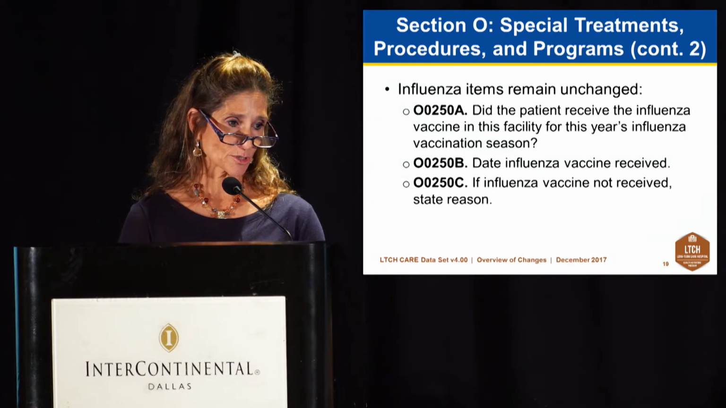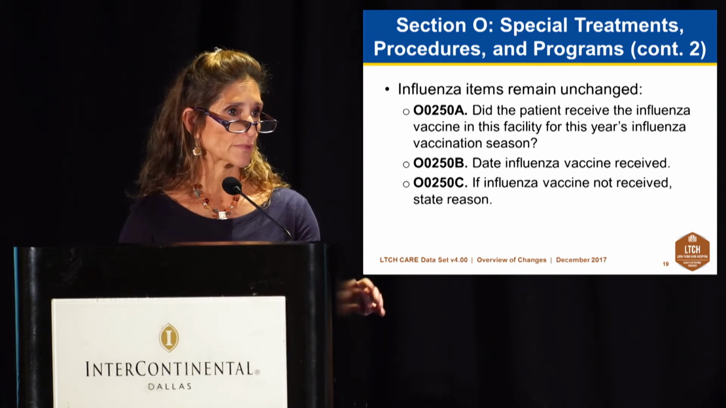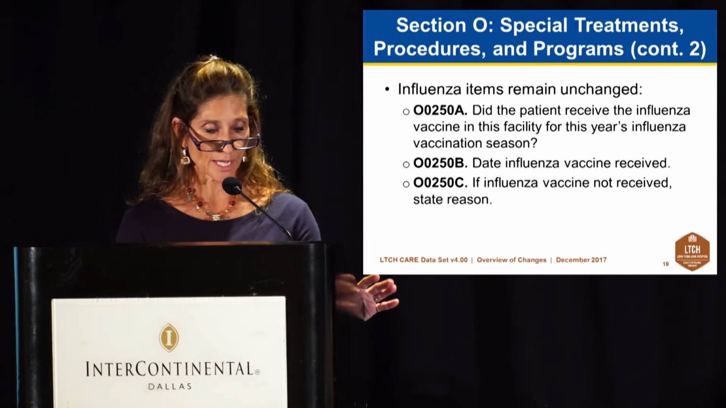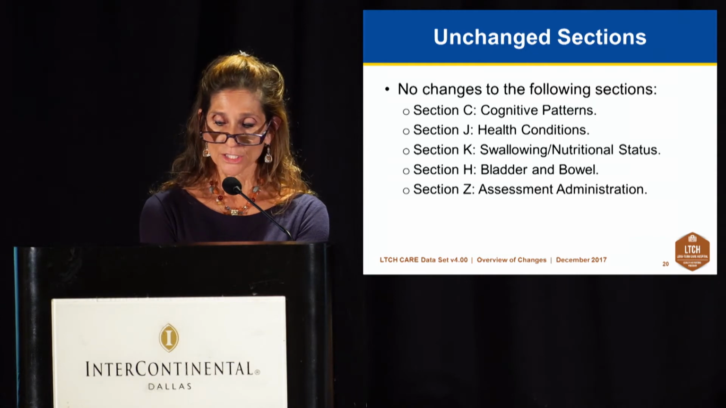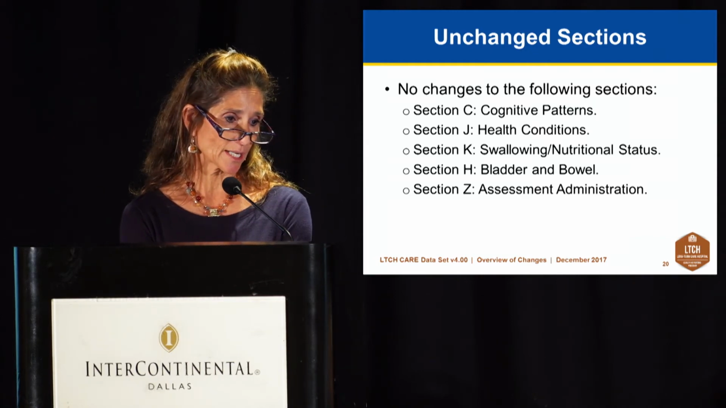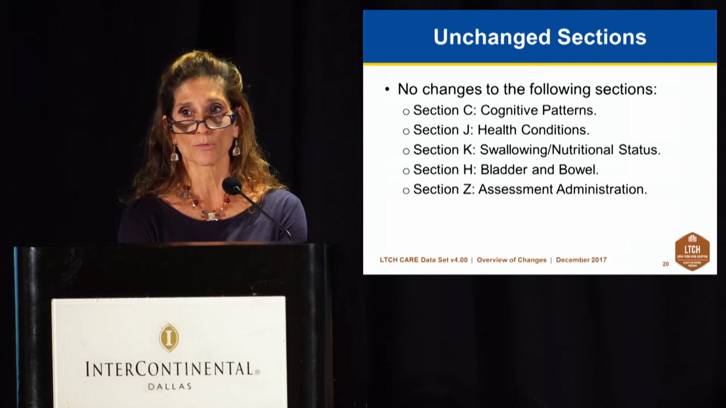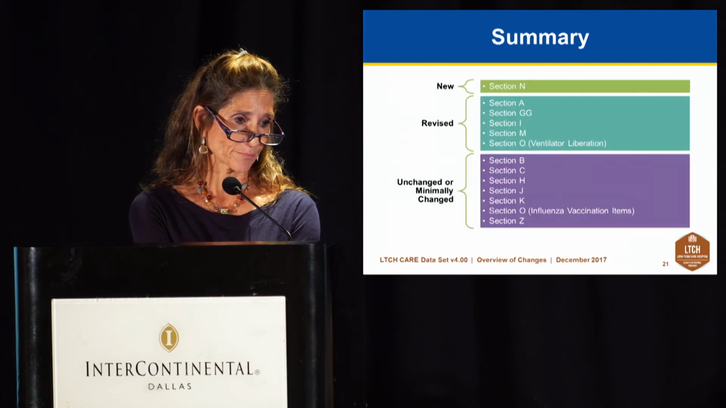Also in Section O for special treatments, for the influenza data elements, we want to state that there really haven't been any changes, so they'll all remain the same. Unchanged sections here are C, J, K, H, and Z. What was on version 3.0 will also be present on the new data set 4.0.